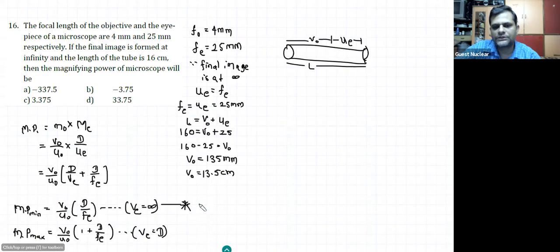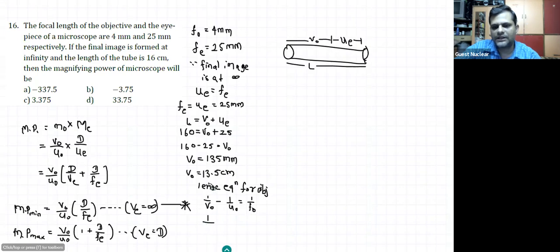magnifying power. In order to find out this UO here, let us use the lens equation. Lens equation we will use for the objective. So for the objective we have to use the lens equation. It tells us simply that 1 upon VO minus 1 upon UO is going to be 1 upon FO. Correct? Yes. So if we use it here, then we can solve this. 1 upon VO, VO is going to be 13.5.